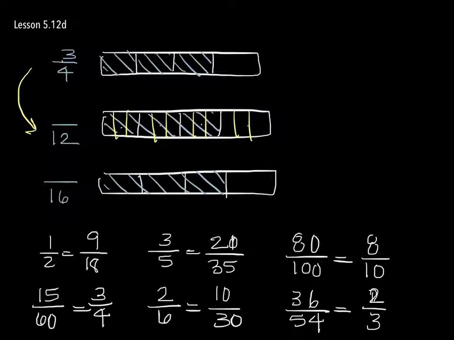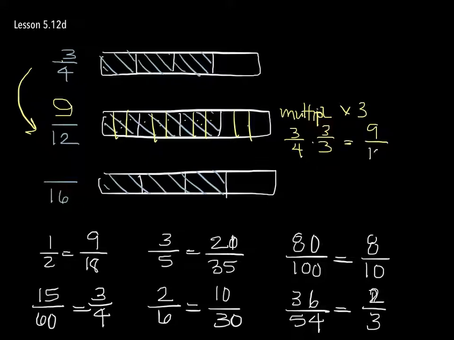Now that I've done that, how many of them are colored in? Well, 1, 2, 3, 4, 5, 6, 7, 8, 9. So my numerator is 9. What did I multiply 4 by to get 12, and 3 by to get 9? My multiplier is 3. And if I write it, 3/4 times 3 over 3, I'm going to get 9/12.